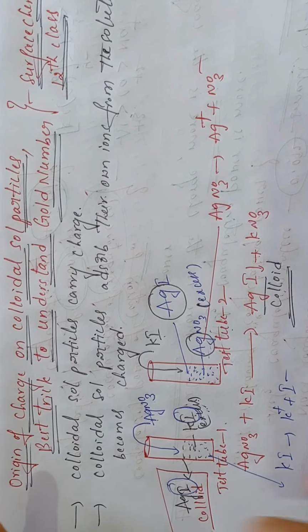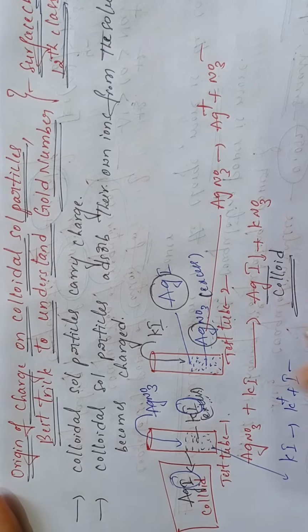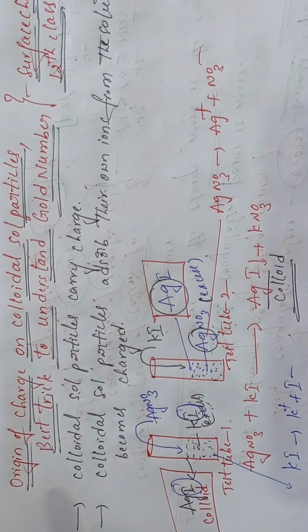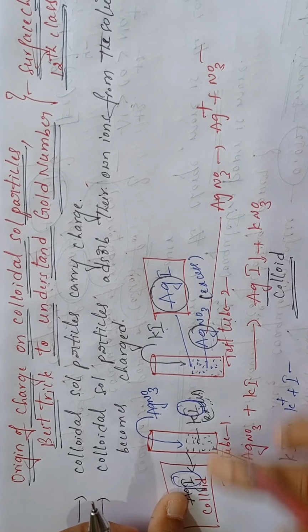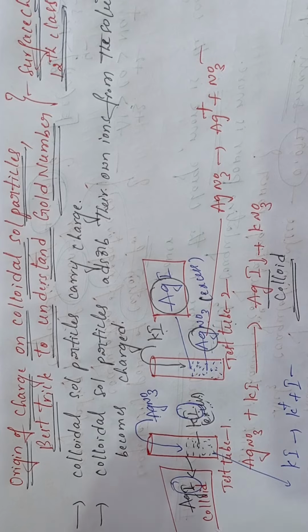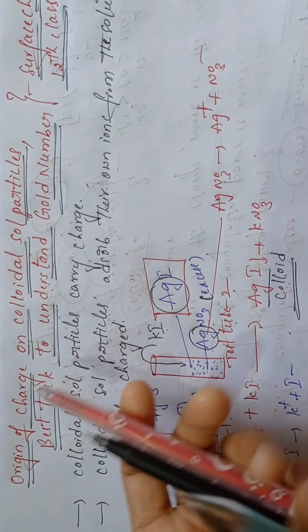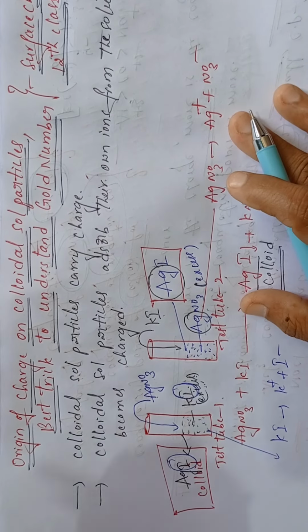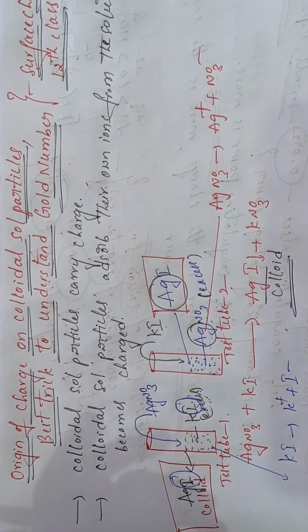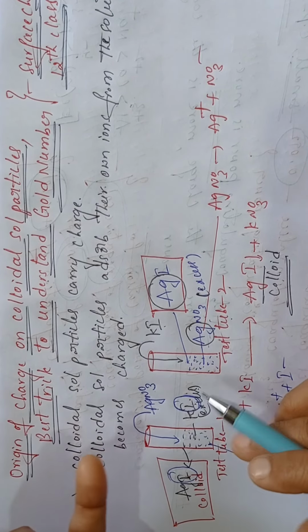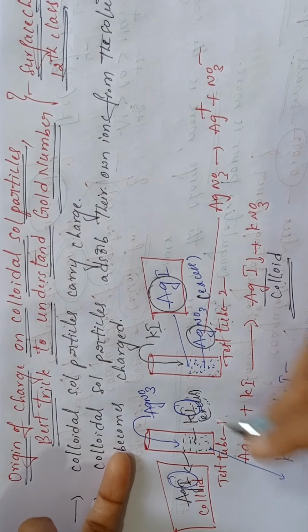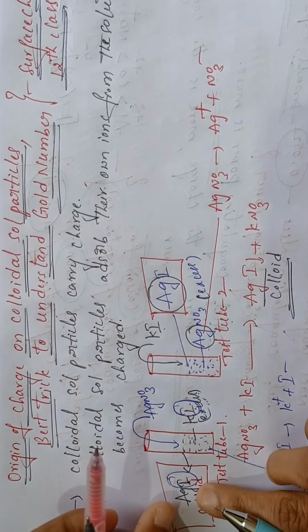Silver iodide colloid is formed. Here also, silver iodide colloid is formed in the second test tube. In this colloid, the excess common ion is iodide. So when silver nitrate is added to the potassium iodide solution, silver iodide is precipitated, which absorbs the iodide ion from the solution.